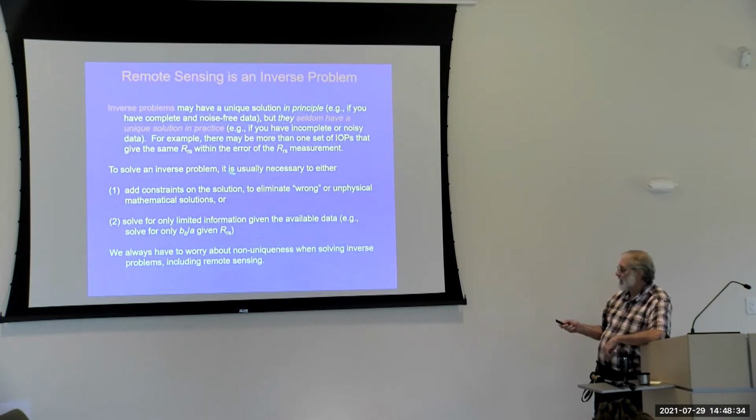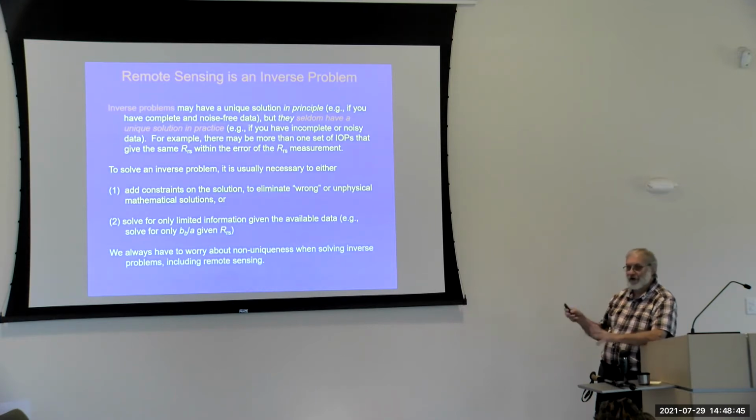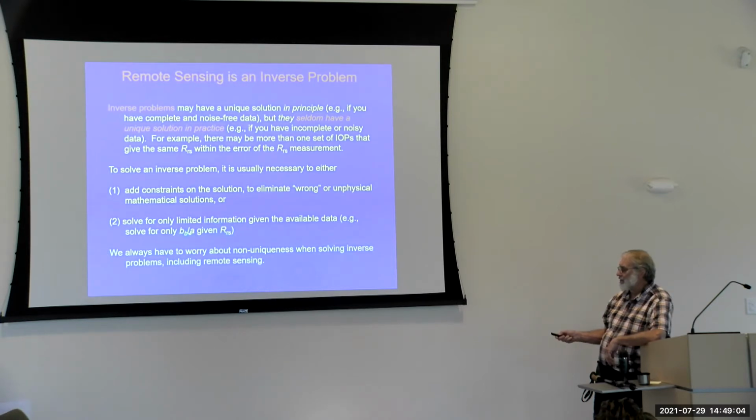So to solve an inverse problem and get the right solution, you usually have to have some kind of constraints on the solution that would eliminate the wrong answer. So maybe I know the water is infinitely deep, so therefore it can't be clear water with a green seagrass bottom. And then I'll get the solution that says, oh, it's high chlorophyll water. Or you solve for only limited information. If all you have is Rrs, maybe all you can get out is the ratio of backscattering to absorption. And so you always have to worry about non-uniqueness when you're doing remote sensing.